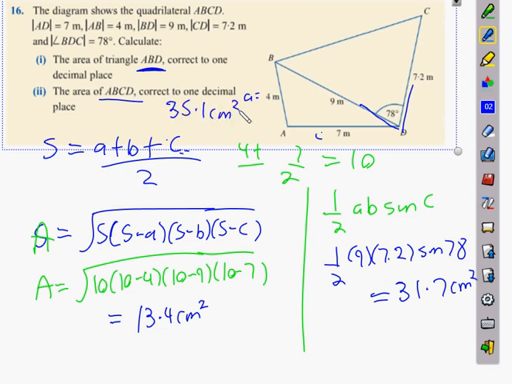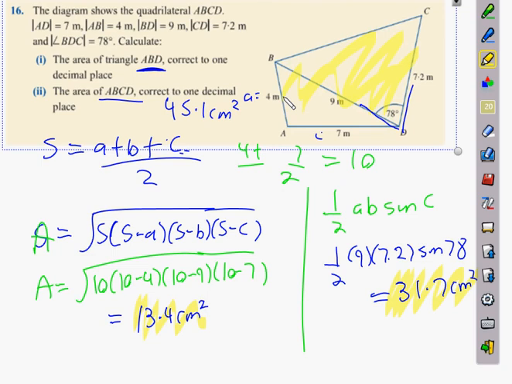Okay? We good with that? Wait, how did you get to 35.1? Oh, sorry, 45.1. You add 13.4 to 31.7, because you're asked for the area of A, B, C, D. You're asked for the area of the full thing, Dennis. So you have to add two triangles together to get that. You good? Okay. Move on?